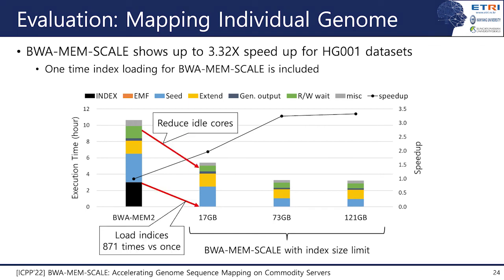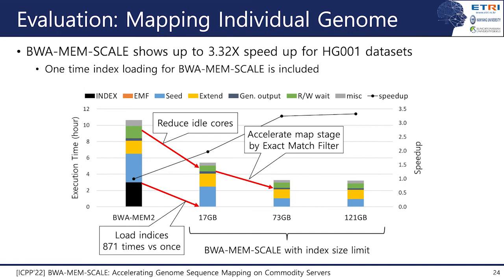Let's compare the first and second bar graphs. Compared to BWA-MEM-2, BWA-MEM-SCALE with 17 GB of indices accelerates the execution time by almost 2 times. The main reason is the reduced index loading time. Since each file of the dataset is relatively short, the portion of index loading time is large for BWA-MEM-2. Thus, repeating the index loading many times becomes the bottleneck of BWA-MEM-2's performance. In-memory index store of BWA-MEM-SCALE replaces many repeated index loading with one-time preload and removes the bottleneck.